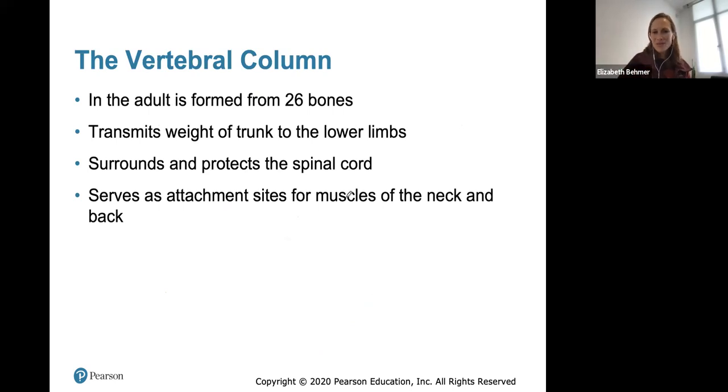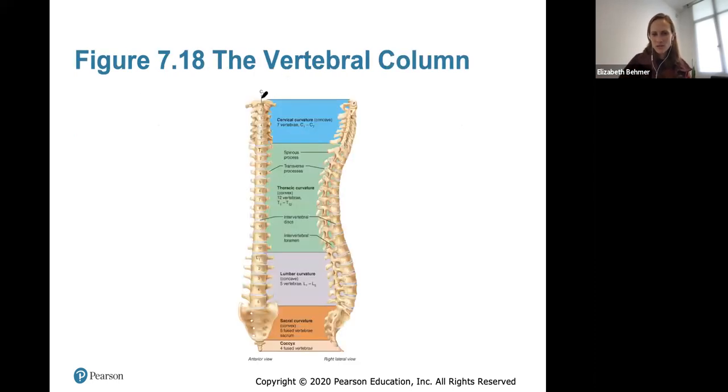The vertebral column then is formed from 26 bones, and it transmits weight of the trunk to the lower limbs. It surrounds and protects the spinal cord, and it serves as an attachment for muscles of the neck and the back. So here's the vertebral column. You have 7 cervical vertebrae, which make up the cervical curvature. So we kind of have this curvature of the spine. The curvature of the spine is necessary to help withstand the weight of the upper limbs.